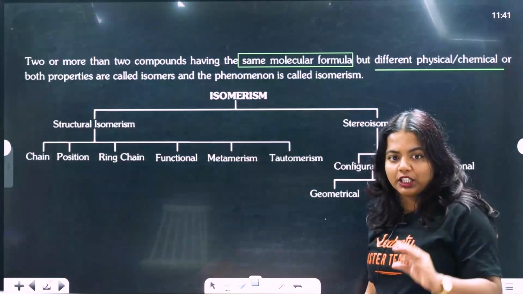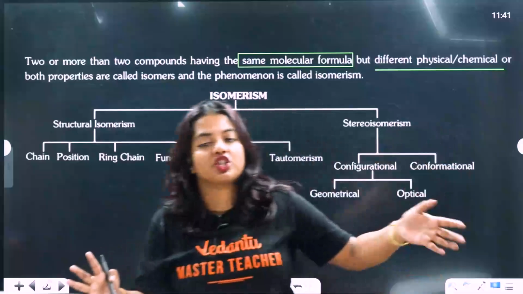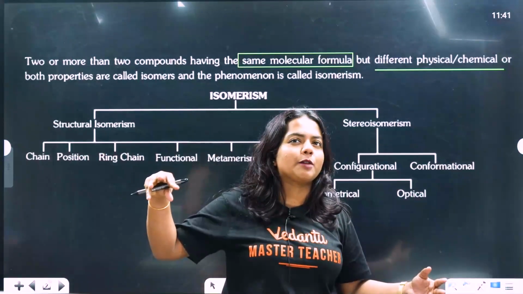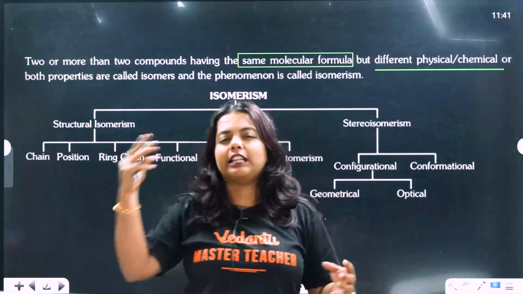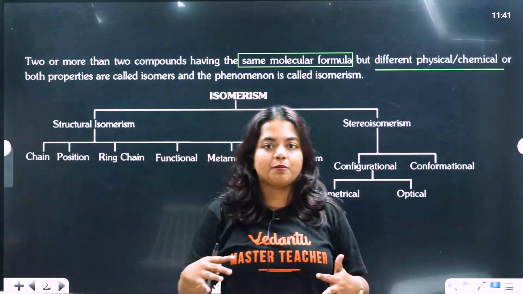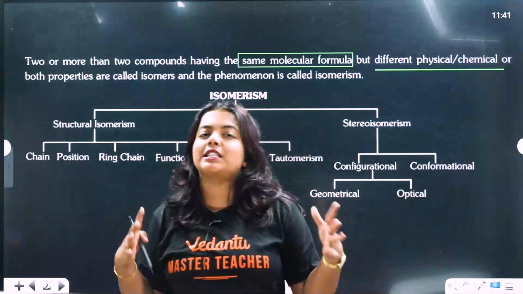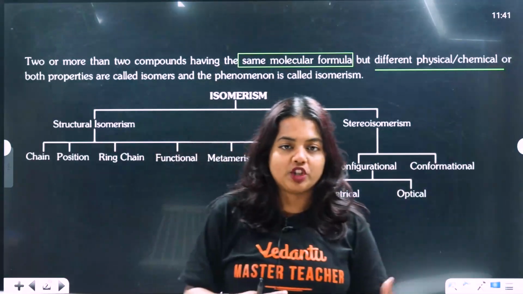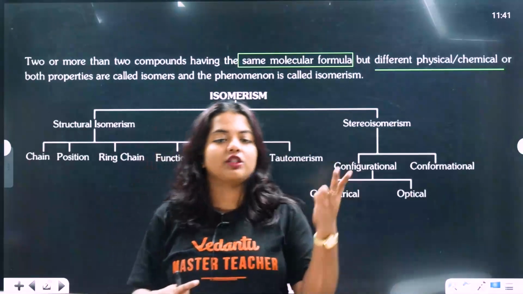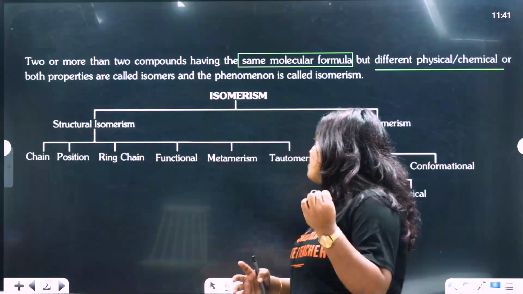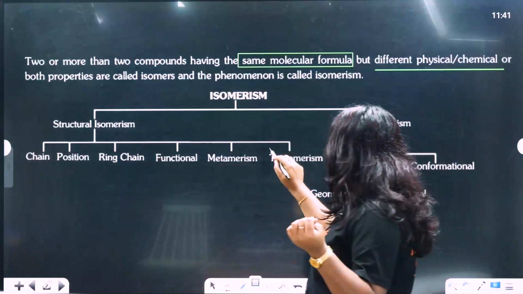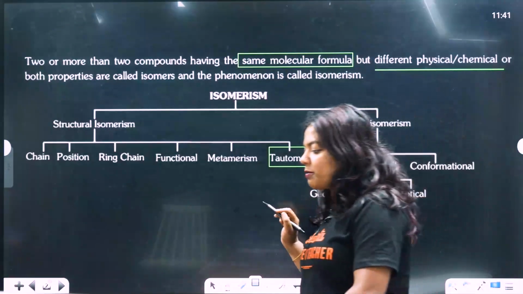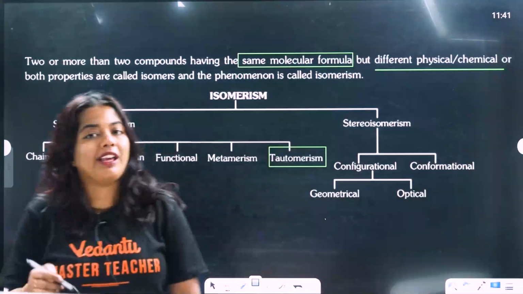While considering isomerism, there are two types: structural isomerism and stereoisomerism. Stereoisomerism is a little difficult to understand, but structural isomerism is quite easy compared to it. In structural isomerism you have open chain isomerism, position isomerism, ring isomerism, functional isomerism, metamerism and tautomerism. I have already discussed tautomerism in the GOC part, so please watch it there, because it will be easier for you when discussed there.